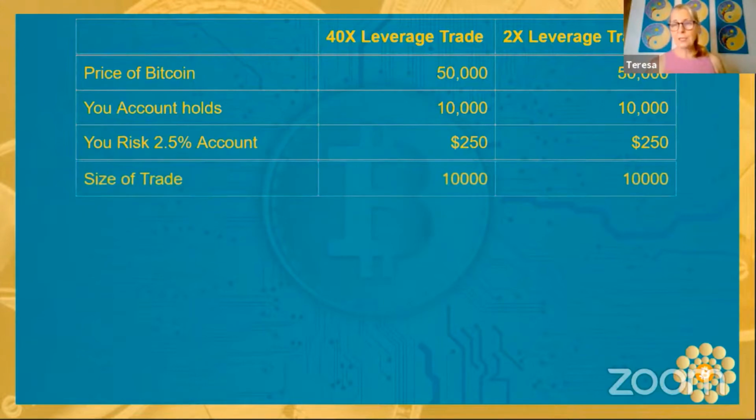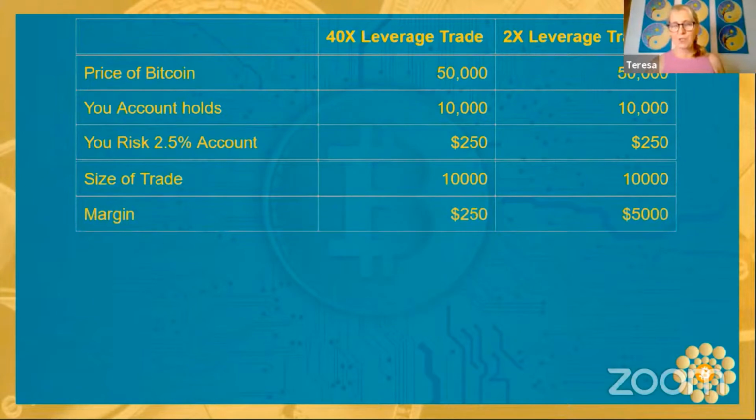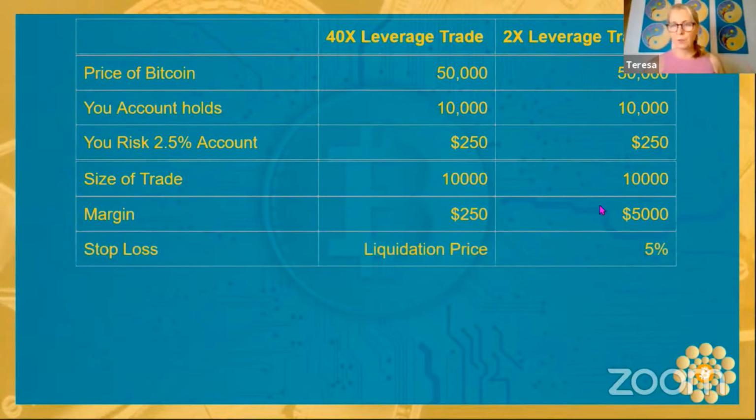So let's say in this case, you were using a trade size of $10,000. Well, what do I mean by that? Well, you're going to have margin in each case, right? So in the case of the 40x leverage trade, your margin is only $250. So that means you're borrowing from the exchange $9,750. Sorry, I'm trying to do that math in my head because I didn't put a row for that.